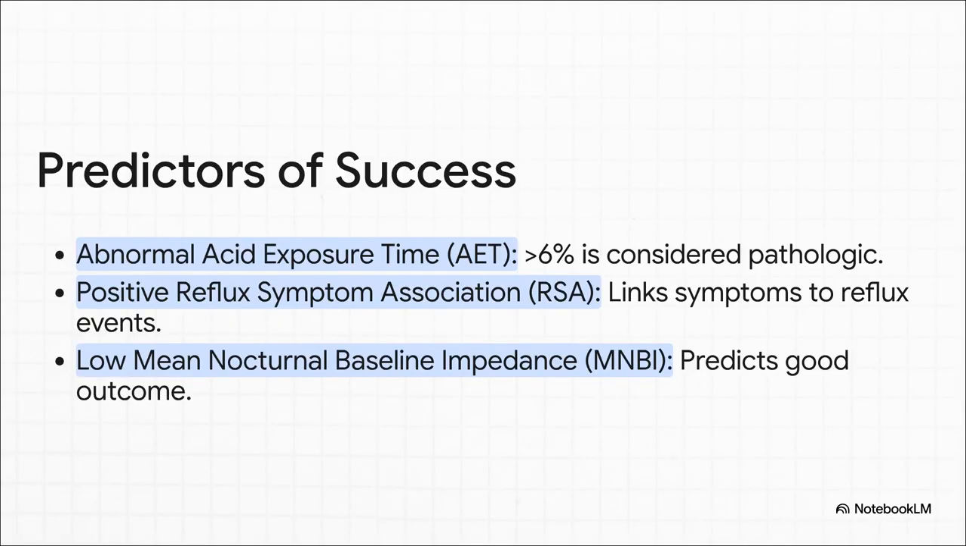So when you finally get that reflux monitoring report back, what are the golden nuggets you're looking for? Well, these are the key metrics that tell you who's going to get better with treatment, especially before you think about surgery. An acid exposure time, or AET, over 6% is pathologic. A positive reflux symptom association is huge. It directly links their feeling to a reflux event. And a newer metric, low mean nocturnal baseline impedance, or MNBI, also strongly predicts a great response to therapy.